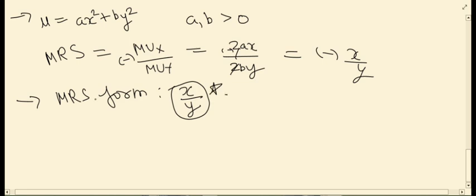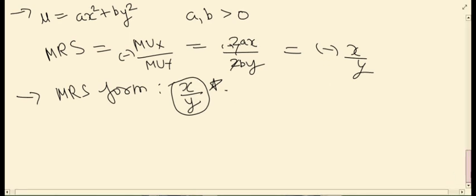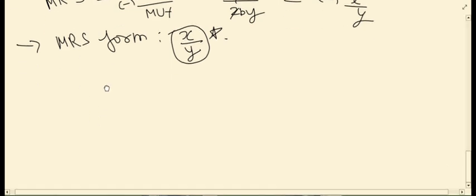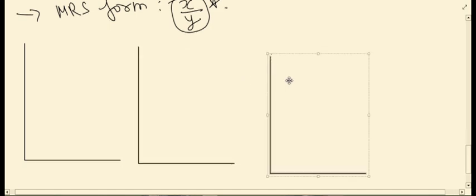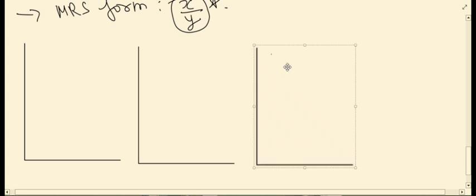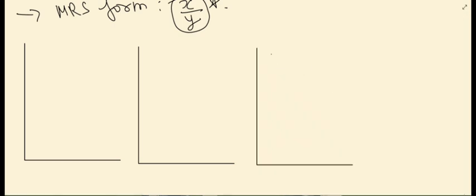Okay. Now let's see what is the optimality condition and how are the ICs made in this case. How are the ICs made in this case? Okay. Let's draw ICs. Let me copy this up. Okay. Now let's make our ICs.